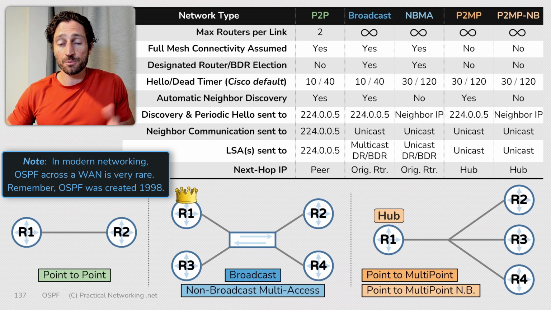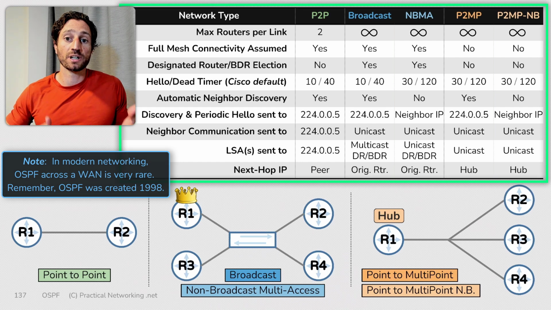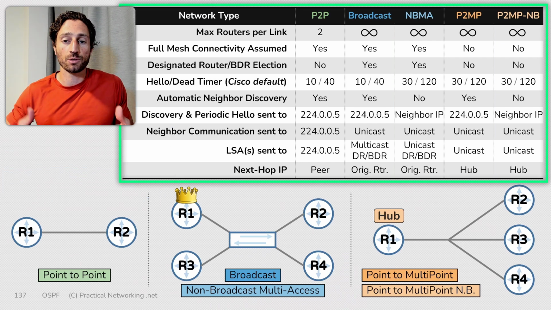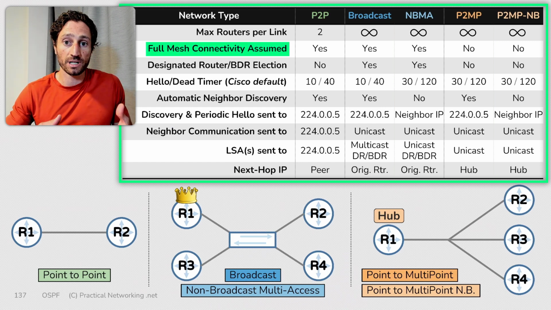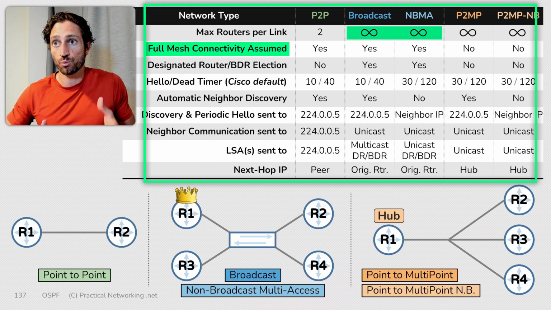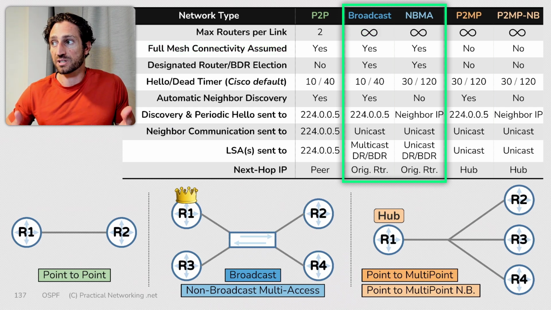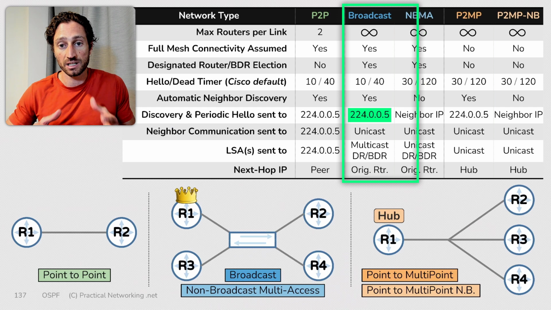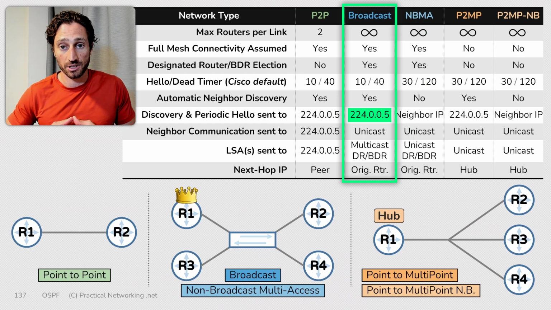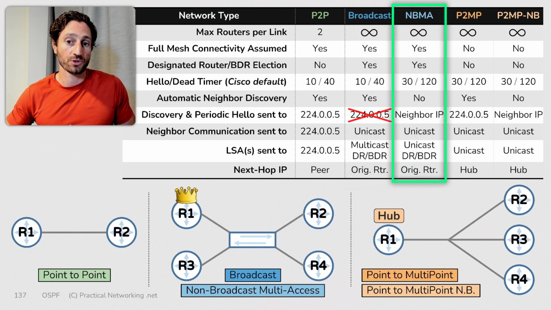And instead of trying to memorize everything, just use this table as a reference to identify what type of network you should use. For instance, does your WAN topology support full mesh and multiple routers? If so, one of the broadcast network types is what you want. Does your WAN topology support sending packets to multicast addresses? If so, broadcast is the right network type to use. If not, NBMA is what you're looking for.